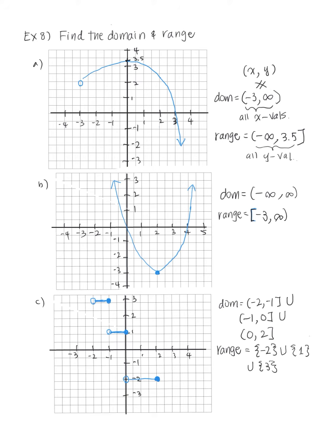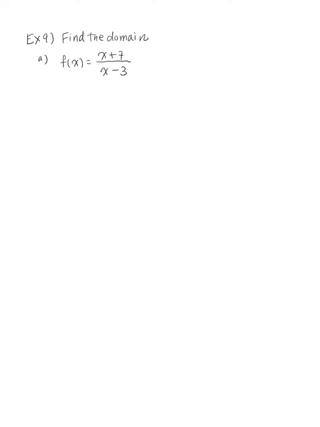So let's take a look at the next example. Example 9, we're asked to find the domain of a function f of x equals x plus 7 over x minus 3. Now, in order to find the domain, you got to get your restriction. So let me just write. So what is the restriction here? You're given a fraction, right? But remember, you can never have a 0 on the bottom of the fraction. So that's going to be the restriction here.